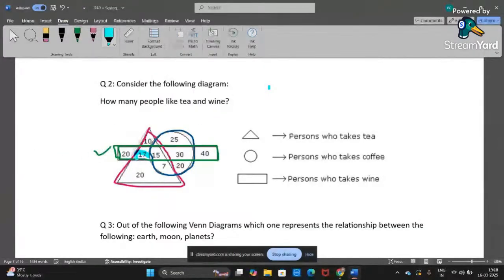This 17 people like tea and wine, right? This 15 people like all the three, tea, wine, and coffee, right? And this only 20 people, 20 and 40 like only wine. This is how we need to find the answer. Here, 17 people like tea and wine. Okay.